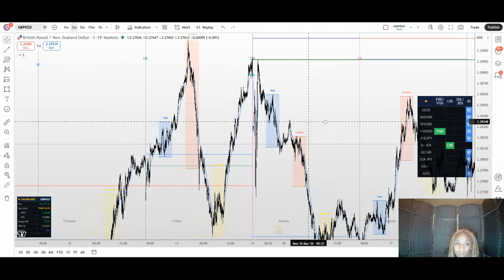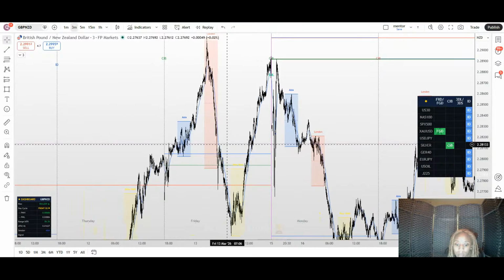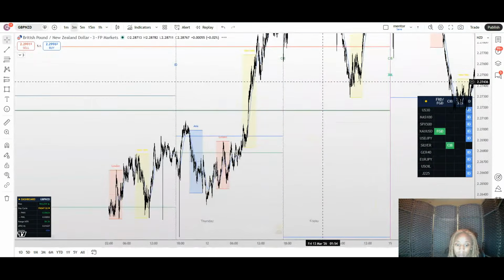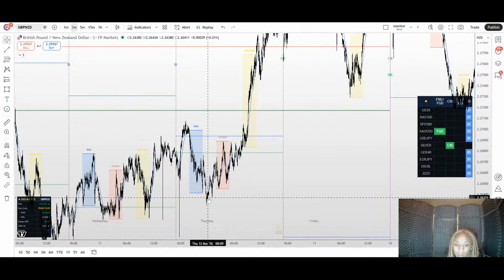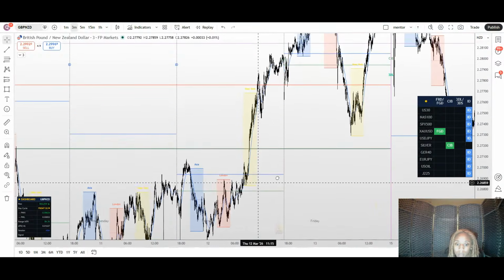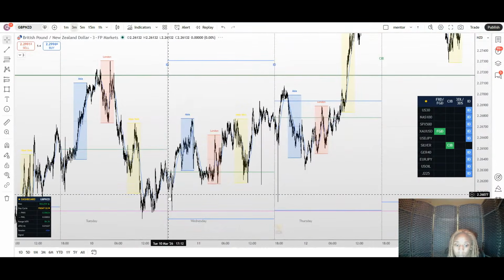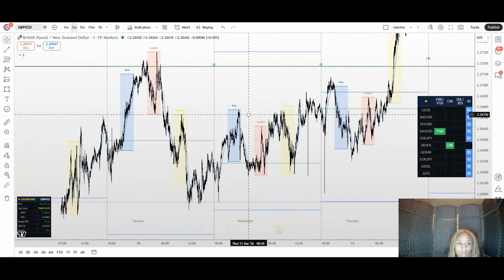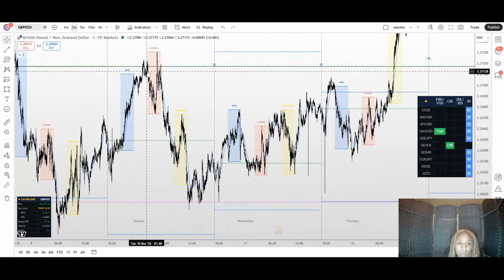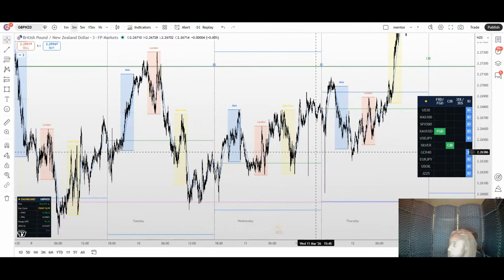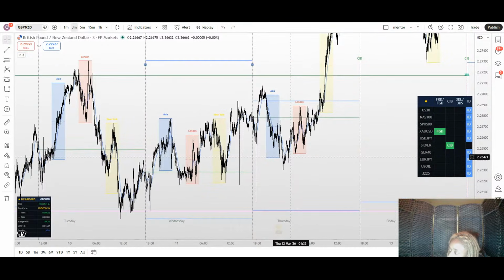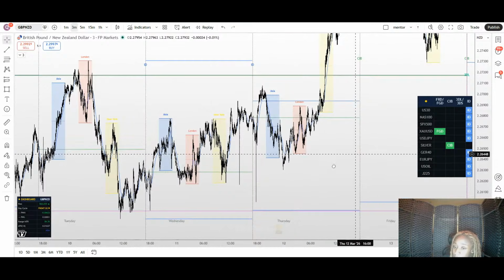Peaks. Peaks. This looked like a 3 push pattern. Peaks. Peak formations. That might be an M. A tops.